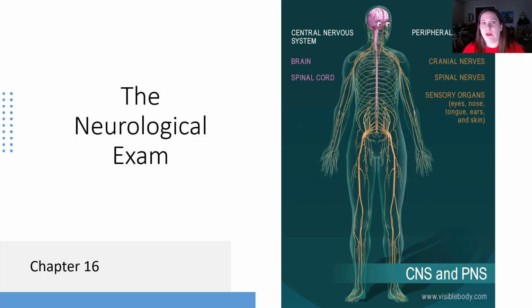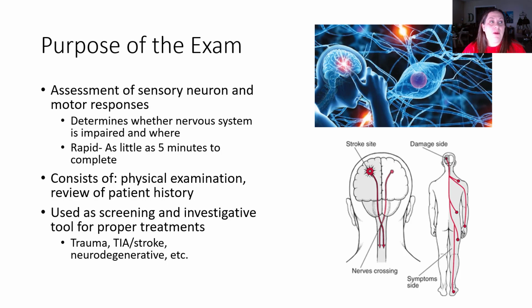Now, this is just reinforcing a lot of stuff we looked at back in chapter 13, where we looked at the spinal cord and the brain. But we want to look at the neurological exam specifically because it does test our central nervous system and our peripheral nervous system. Now, the purpose of the exam is the assessment of both sensory neurons as well as motor neurons. This helps us determine whether the nervous system is functioning like it should. And if it's not, where is the problem located? That's kind of the focus here of the exam.